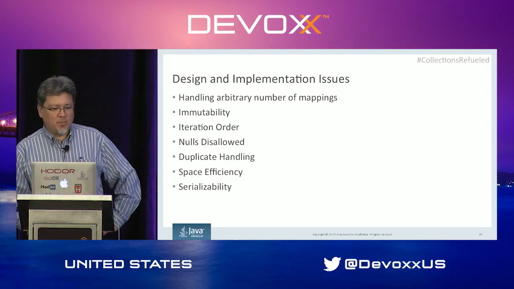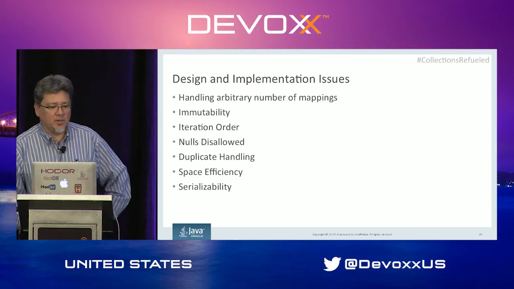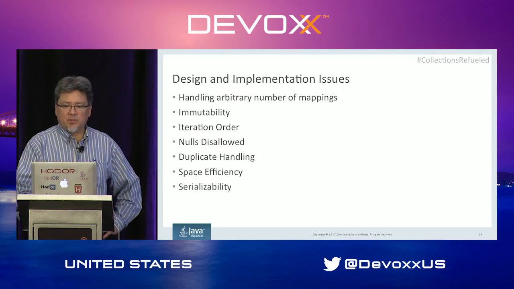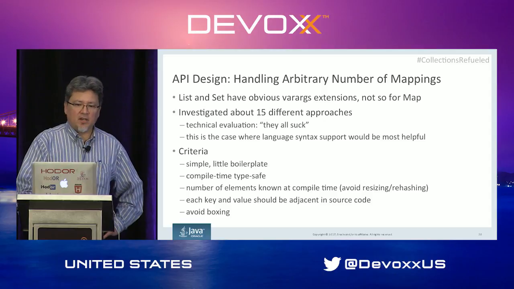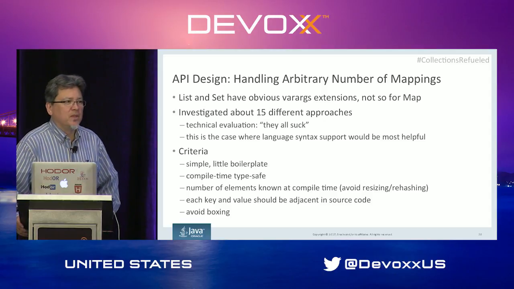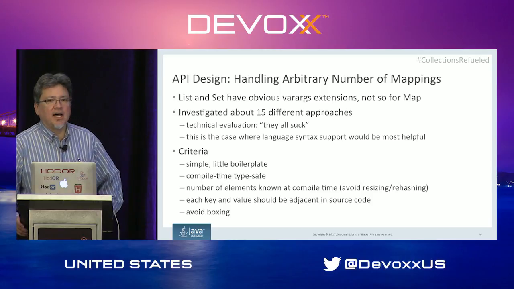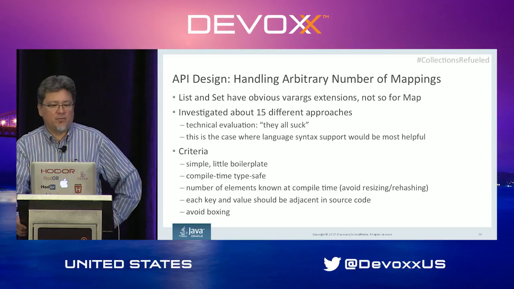All right, so there are a bunch of design and implementation issues that I alluded to earlier, and I'm going to step through these pretty quickly here in the time remaining. So handling an arbitrary number of mappings is what I just talked about. We ended up at that solution after considering about 15 other alternatives. I should write those up sometime.